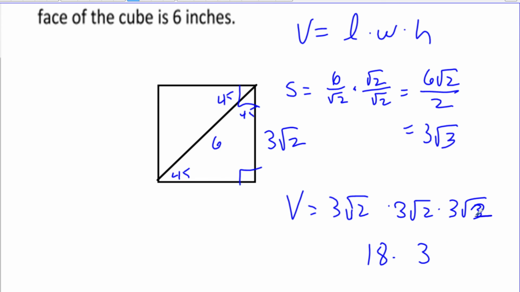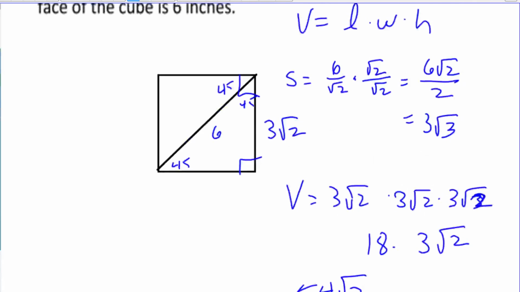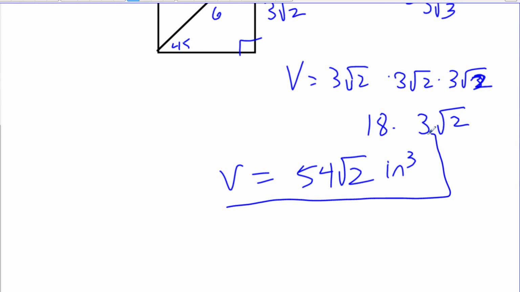Sorry, that's supposed to be a 2. Keep doing that, okay? 3 square root of 2. And so if you multiply these together, it looks like you get 54. So my final answer is 54 square root of 2. And let's get units. Okay, inches cubed for volume. So the volume of the cube. I had to work to find how long one of the sides was using what I know about squares.